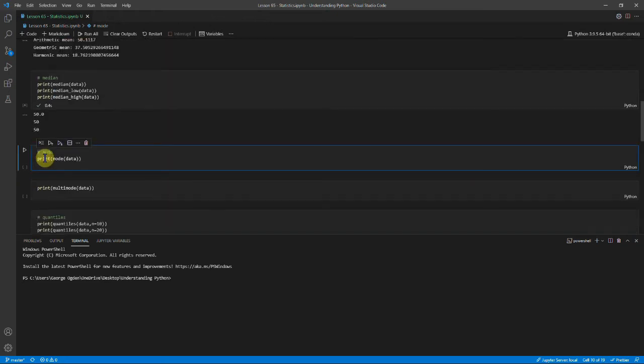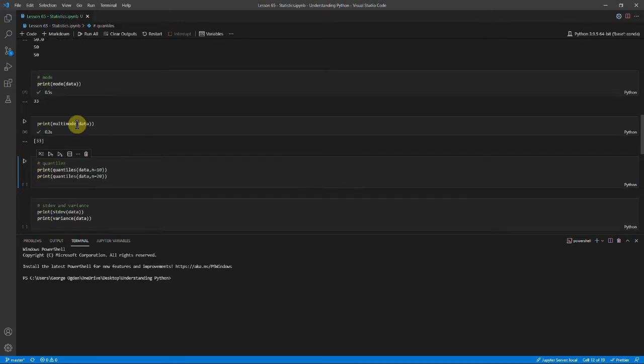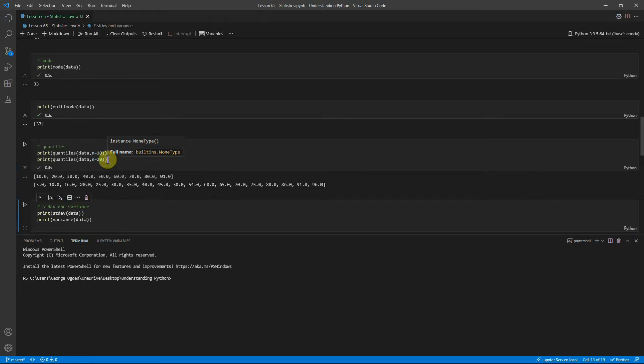We can also find the mode of our data, and you can see the mode is 33. And if we had multiple modes, we could work out what they were, but the only mode is 33. That's the most common data. Another thing we can do is break our data into quantiles. So you can see we can break it into quantiles of 10, and there's a 91 in there because it's not perfectly uniformly distributed. And then we can break it into 20 quantiles. And notice that every other quantile in the second list is the same as the one in the list above, which is quite useful.